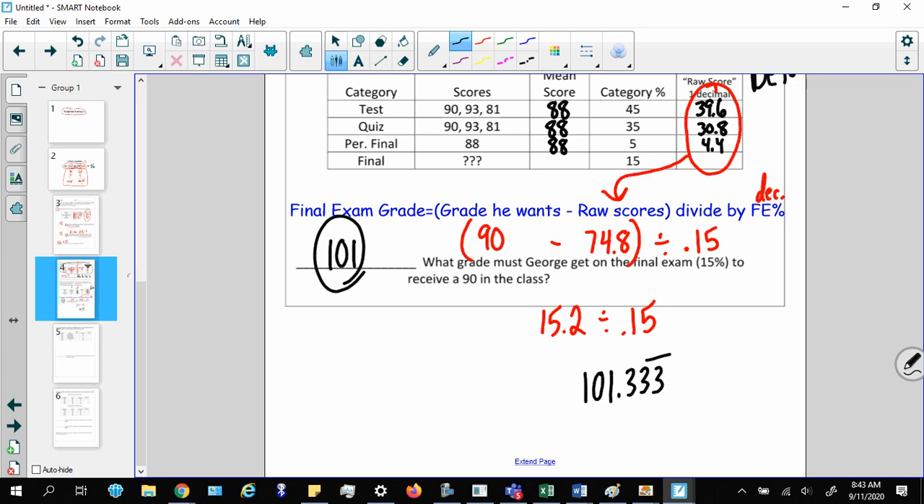Now, I don't know about you, but if I was George's teacher, and he is going into the final exam with an 88, and he makes even like a 100, I'd still probably give him the A, even though mathematically he would not round to an A.